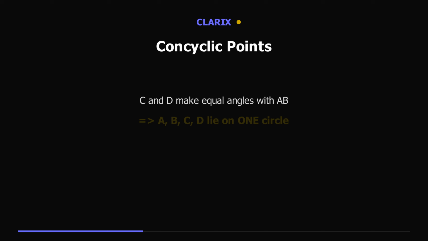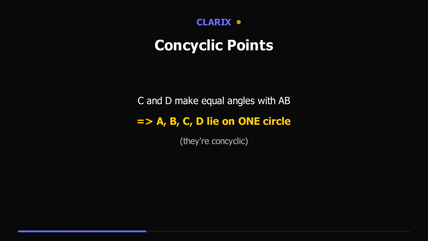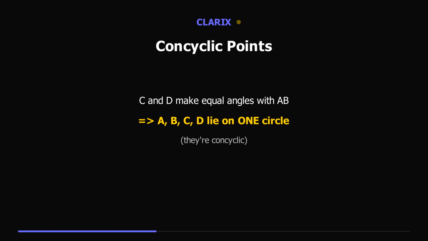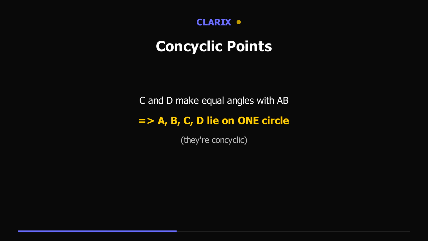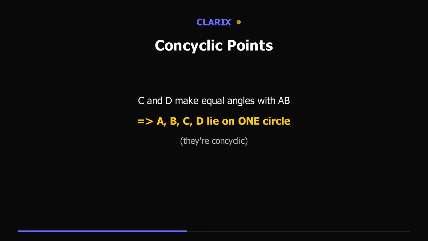Now flip the idea around. If a segment AB creates equal angles at two other points, C and D, on the same side of AB, then A, B, C, and D must all lie on one single circle. They're concyclic. Why? A, B, C already determine a unique circle. If D sat off that circle, the angle it makes would have to be strictly bigger or smaller than C's angle, which contradicts them being equal. So D has no choice but to sit exactly on that same circle.